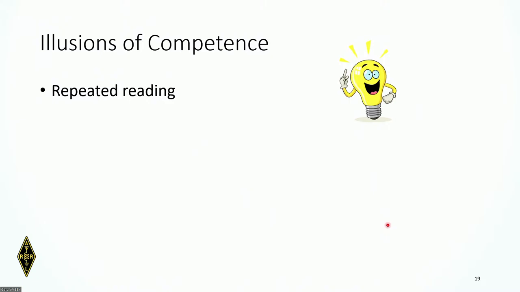Now, illusions of competence. This is also brought out in Barbara Oakley's book. And this was all new to me and just absolutely fascinating. Repeated reading: some people think that if you read a paragraph over and over and over again, it'll stick. What really happens is, past probably the first time that you read it, you look at the words and say, oh, I already know that, and you just skip over it, and it won't sink in. So repeated reading is not a good strategy. It's an illusion of competence. You're doing something, but it's not doing you much good.